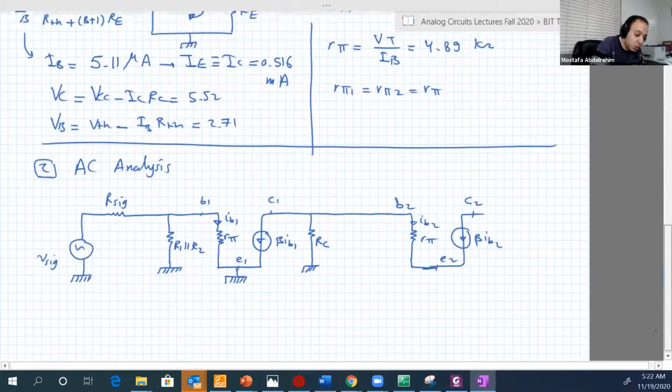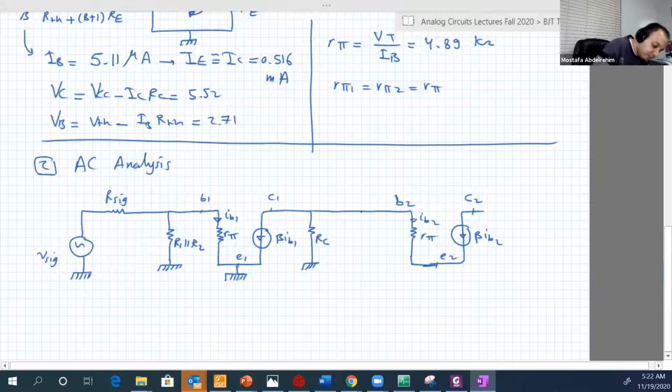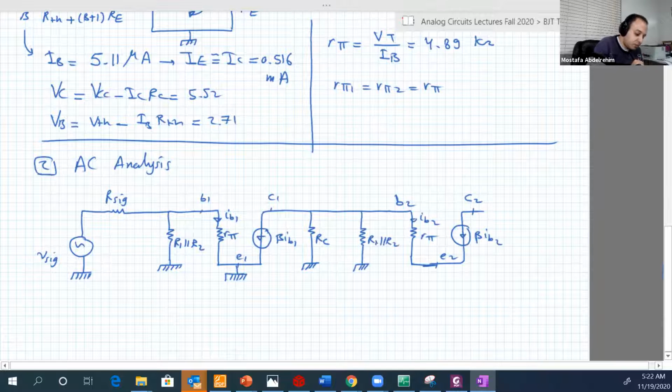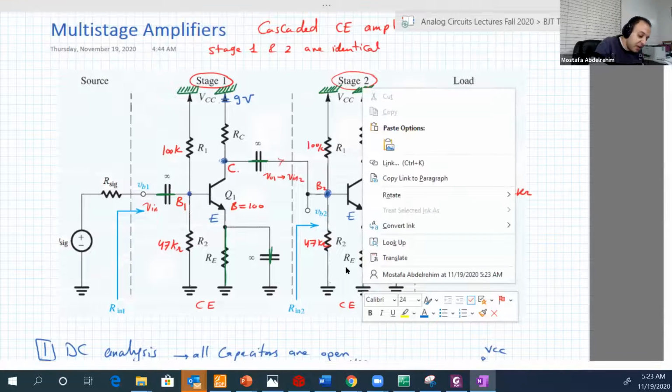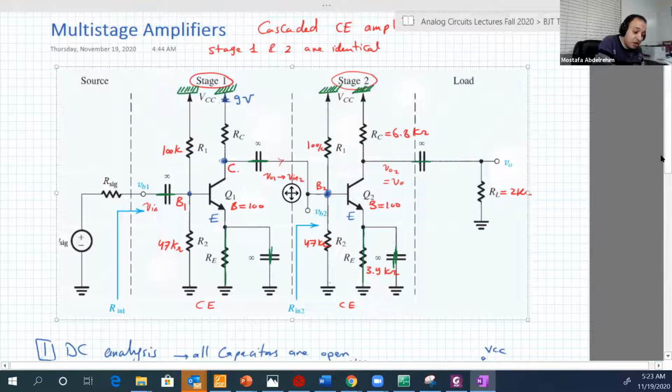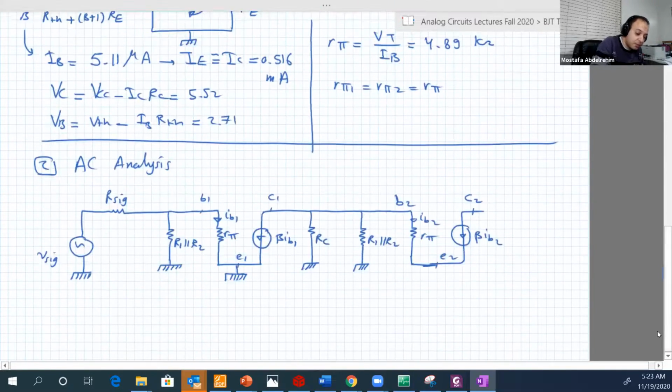So between base 2 and the ground, we have R1 again parallel R2, R1 of the second circuit parallel to R2 of the second circuit. Now emitter 2, nothing else with base 2. Now emitter 2, again emitter 2 is also connected to ground now in AC because the capacitor will short RE, so the emitter 2 will be connected to ground. And that's it for E2.